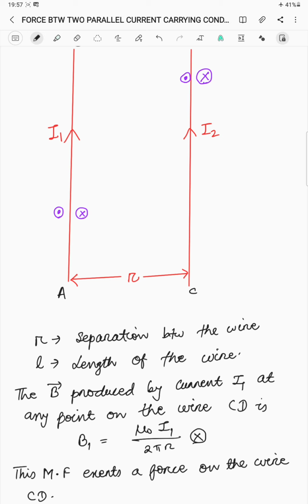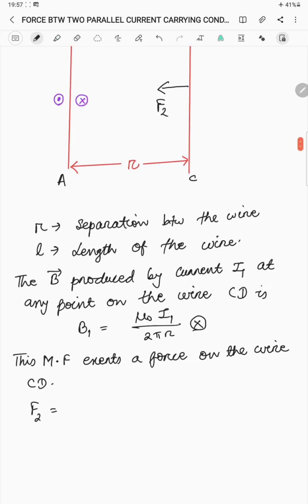Then what do you have to call, inward or outward? You can see the magnetic field is into the plane of the paper, so you curl your fingers into the plane of the paper. Where is the direction of the thumb? You can see the direction of the thumb will be in this direction. This is F2.